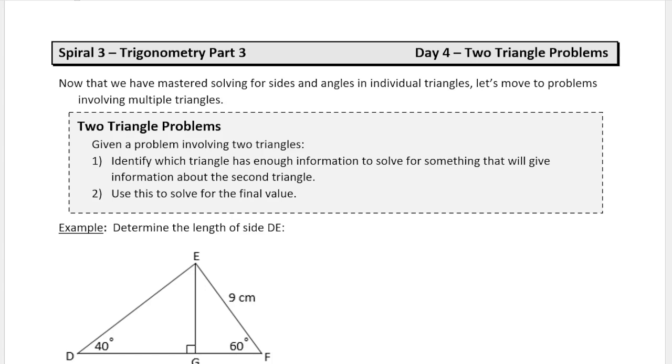We've mastered SOHCAHTOA, the trig ratios. We've mastered sine law: sine A over a is equal to sine B over b is equal to sine C over c. We've mastered cosine law and the 6 different versions that are all incredibly long and we won't bother going over right this second. And we've mastered how to pick which one to use in any given situation.